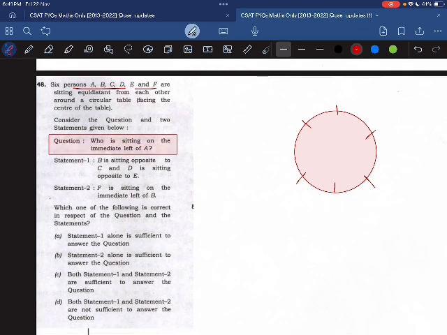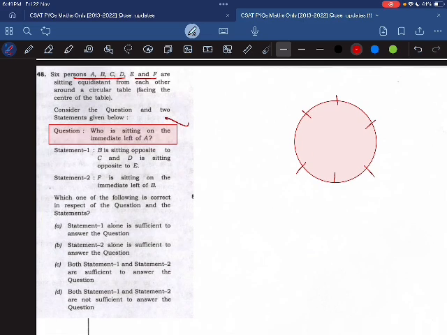So what is the method? First we have to read the question, which asks who is sitting on the immediate left of A. So we have 6 persons A, B, C, D, E, F, and we have to find out who is sitting immediately to the left of A. What is the next step? First we write the question. Now we are going to solve the question using statement 1 alone.